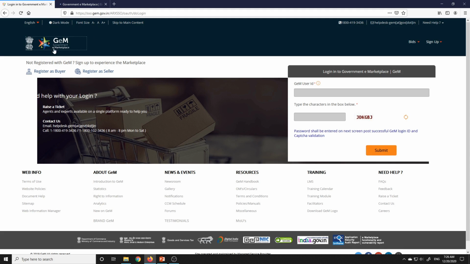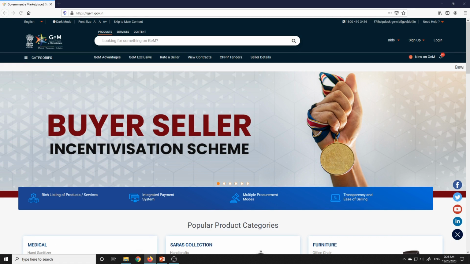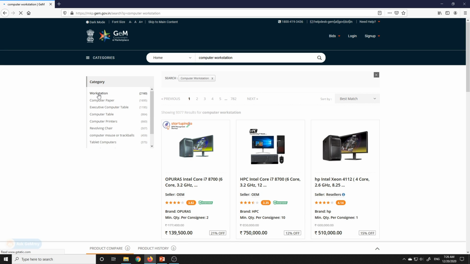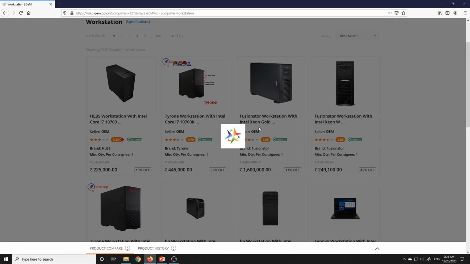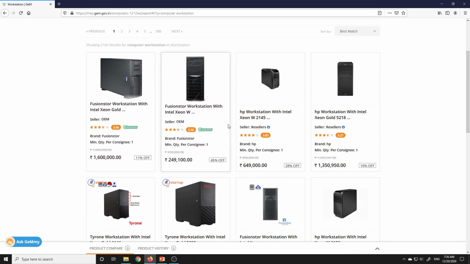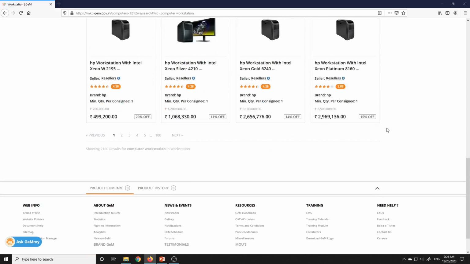Let's go back to home. Now suppose you are looking for a computer workstation. You click on workstation here. See, you can see lots of different workstations are coming.